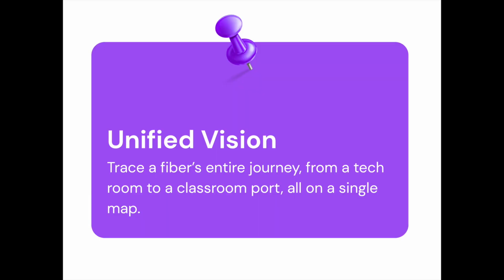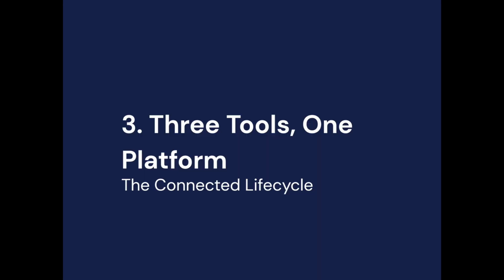So what does unified vision actually mean in the real world? Well, imagine being able to trace a single fiber's complete journey. I'm talking from the main data center, across the campus green, into the science building, and right up to a specific port in a specific classroom, and seeing it all on one interactive map. That is the kind of power we're talking about. Now, Zonedge delivers this vision, not with some patchwork of different tools that you have to stitch together, but through a single integrated platform. It covers the entire life cycle of your network. So let's take a look at how it all works together.